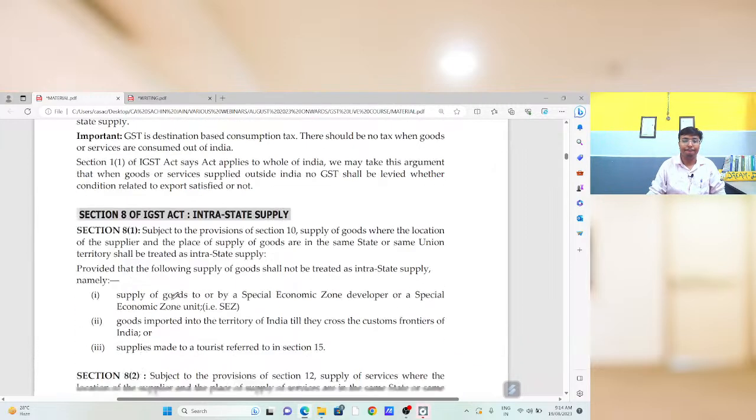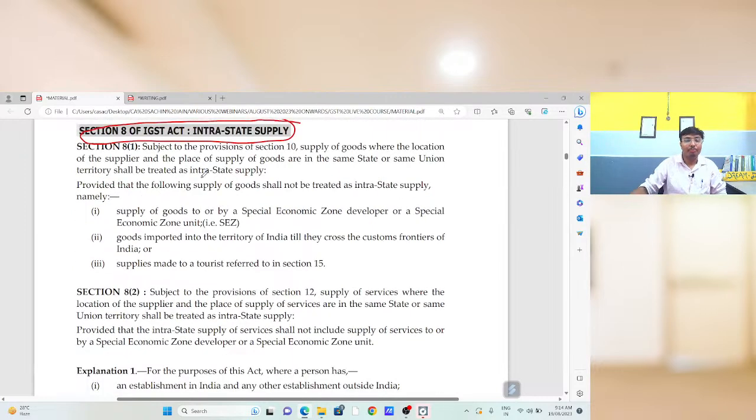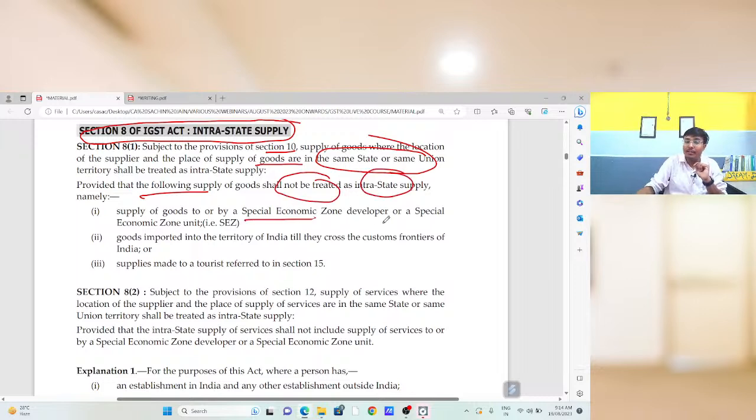Now, section number 8 of the IGST Act talks about intrastate supply. Subject to the provision of section 10, supply of goods where the location of supplier and the place of supply of goods are in the same state or same union territory will be treated as intrastate supply. But the following supplies shall not be treated as intrastate supply. First is supply to or by a special economic zone unit. Whether the unit is in the same state or not, the same should not be treated as intrastate supply. Second one is supply made to a tourist, which will not be treated as intrastate supply.